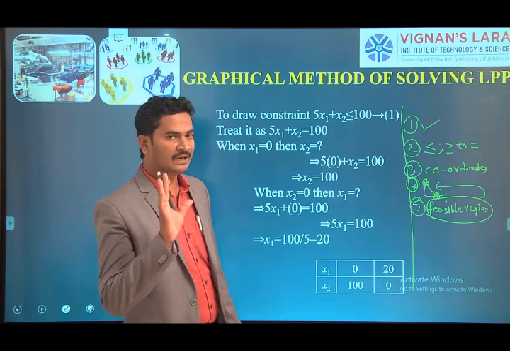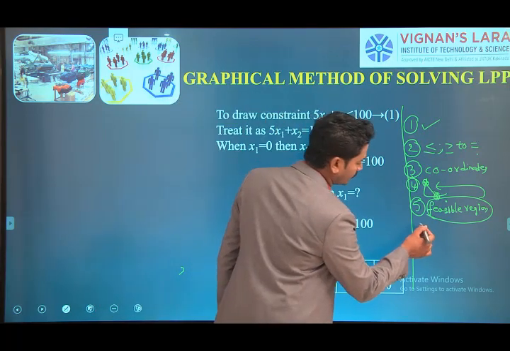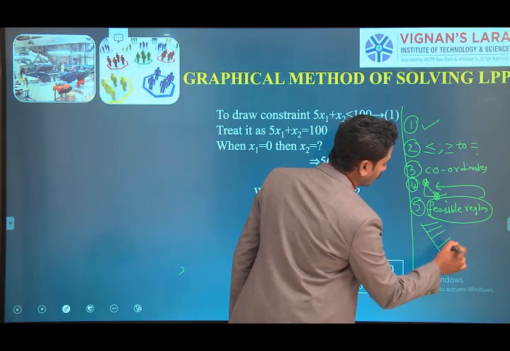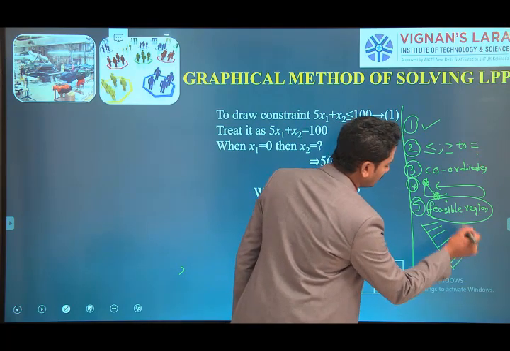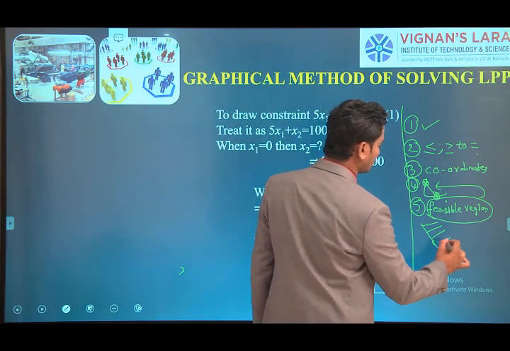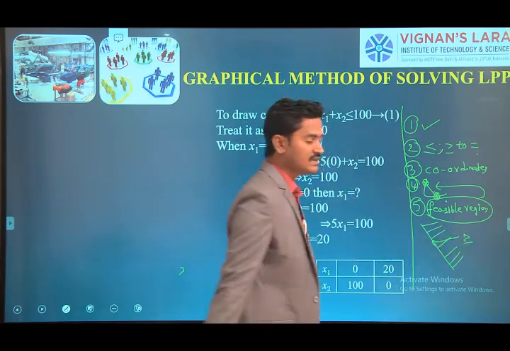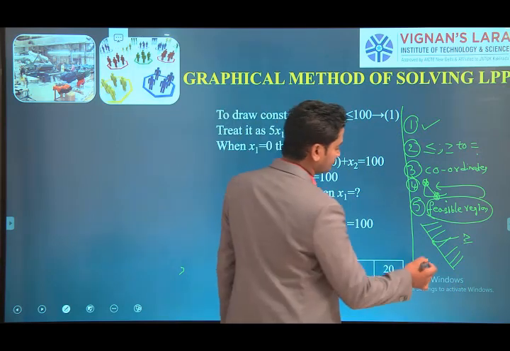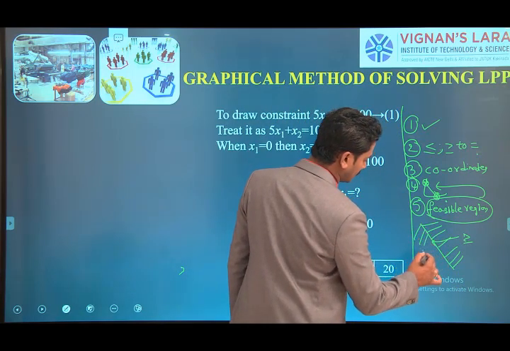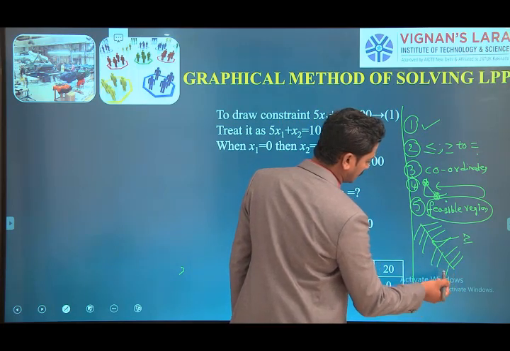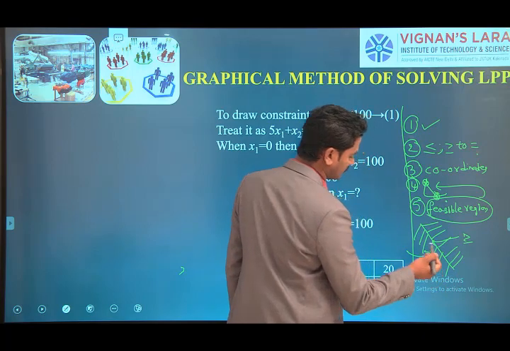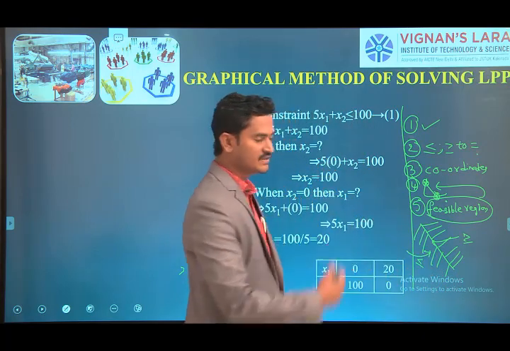If the constraint is less than or equal to type, we shade the area below the line towards the origin. If the constraint is greater than or equal to type, we shade the area above the line, away from the origin. From this we find the feasible region.